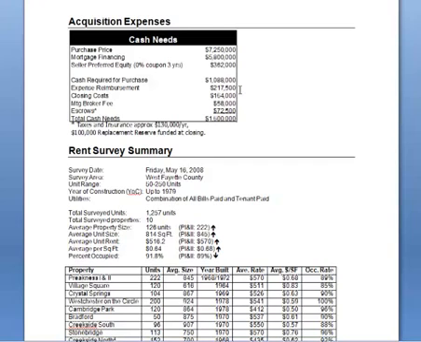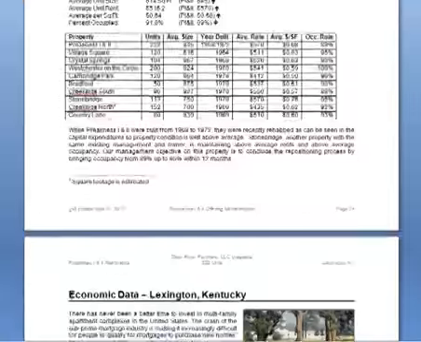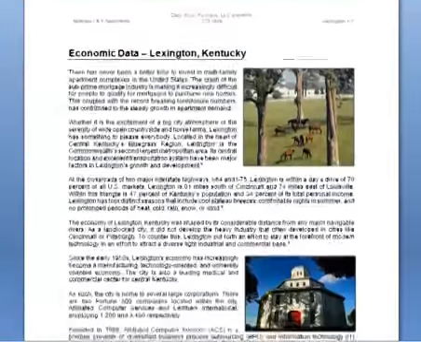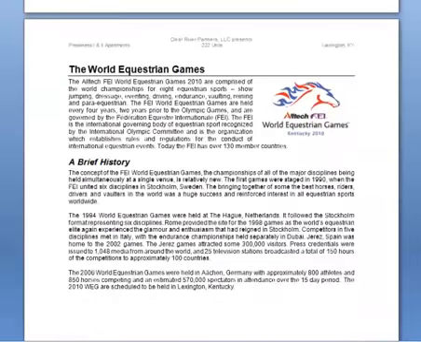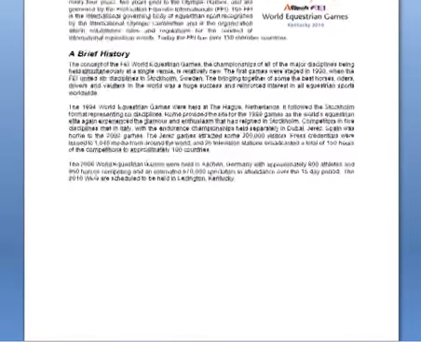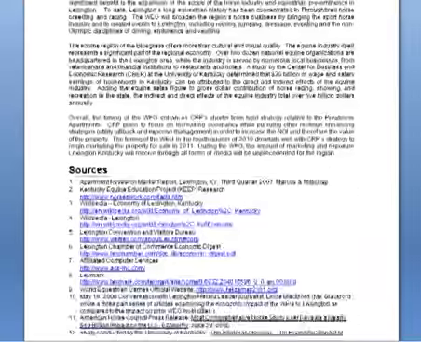So, the rent review survey. This is where we start getting into the real economic data of the community. All of this information was done for us. You can find everything about Lexington, Kentucky right from the internet. You can cut and paste this right into your proposal. And folks, always look at this: it's all sourced. You always want to tie that information back to something else.